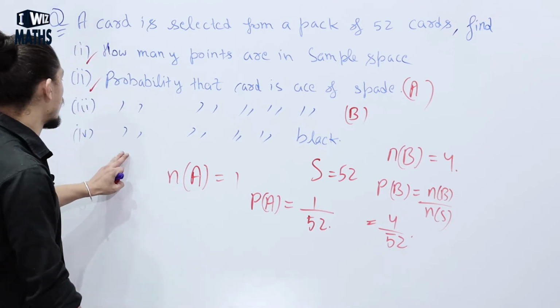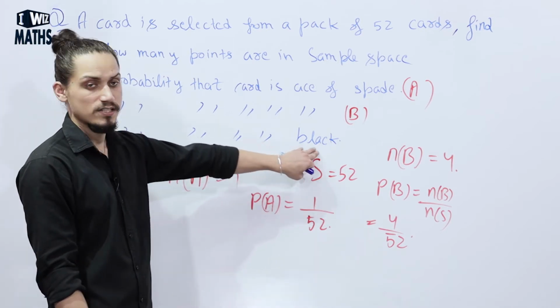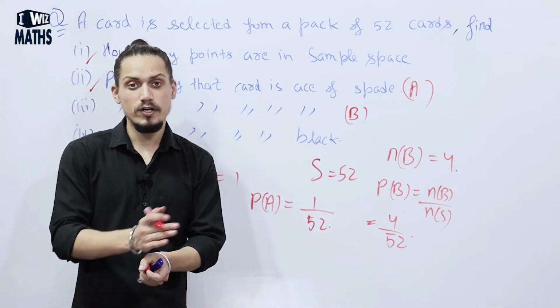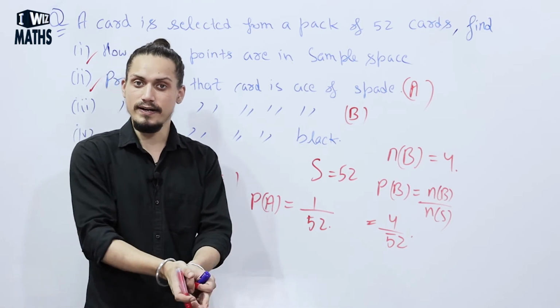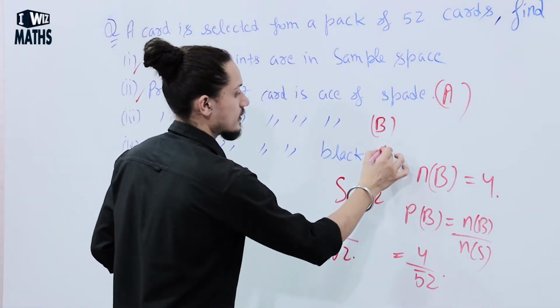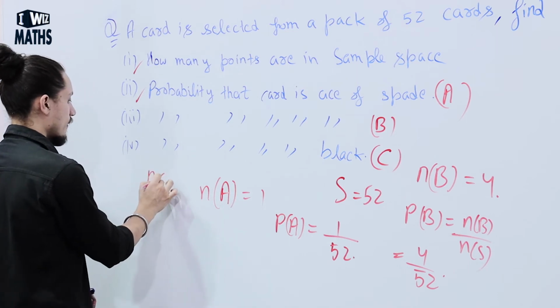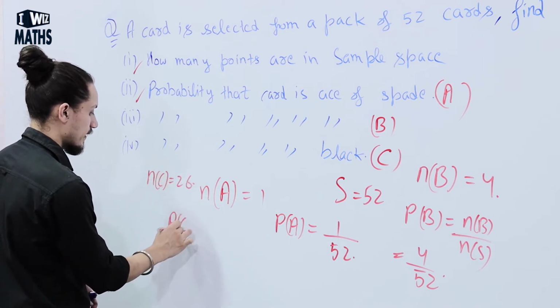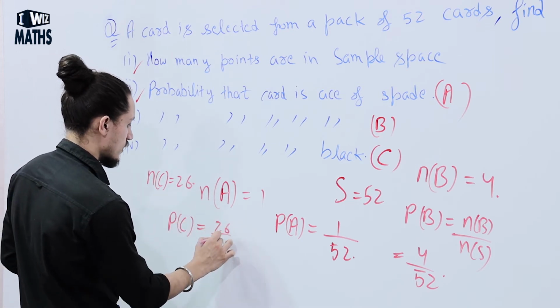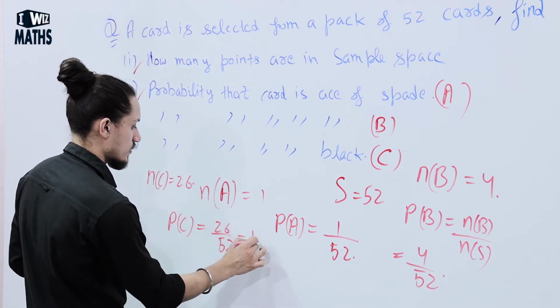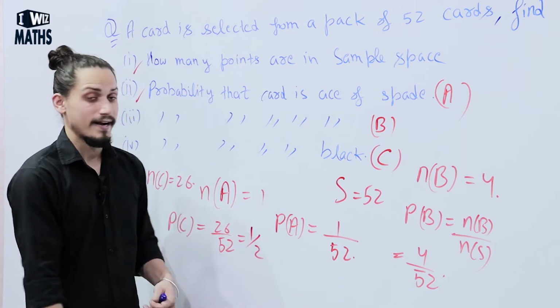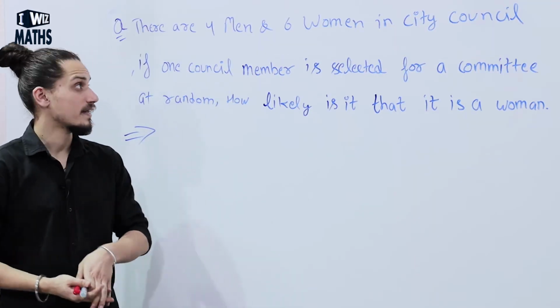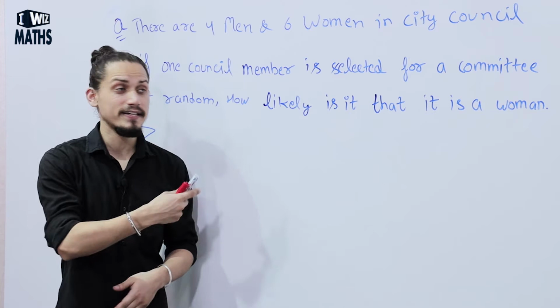Next point is we have to find probability if the card is black. अब black cards कितने होते हैं? 26 black cards, बाकी के red cards. So if this is event C, number of elements in event C are 26. So probability of C will be equal to 26 divided by 52, which is equal to 1 upon 2, and hence the result. Now in this example there are 4 men and 6 women in a city council.